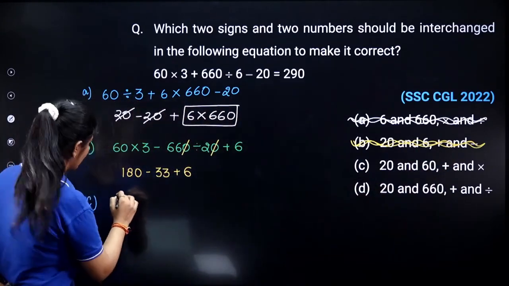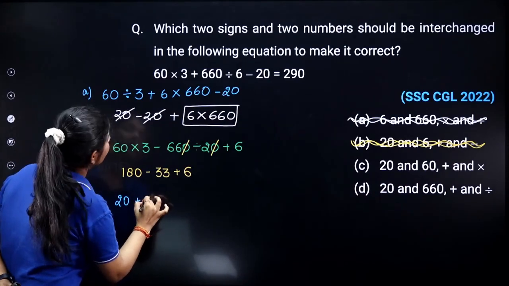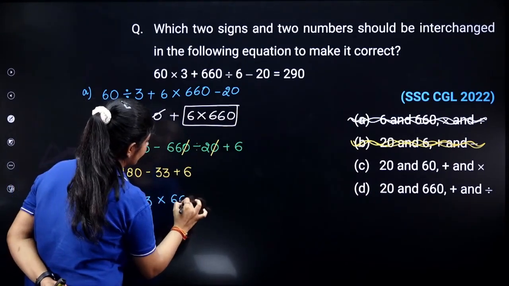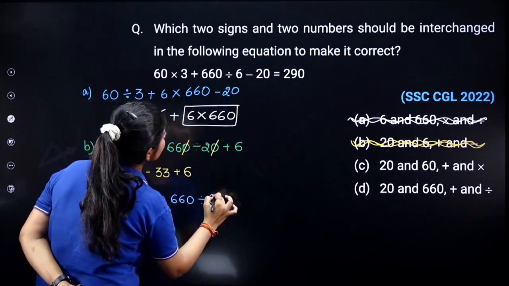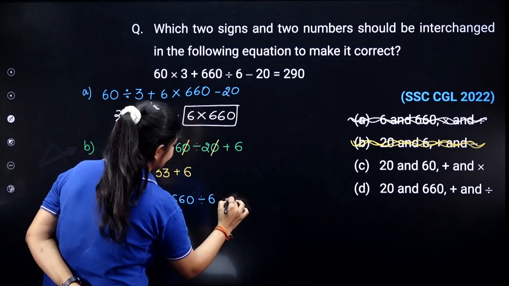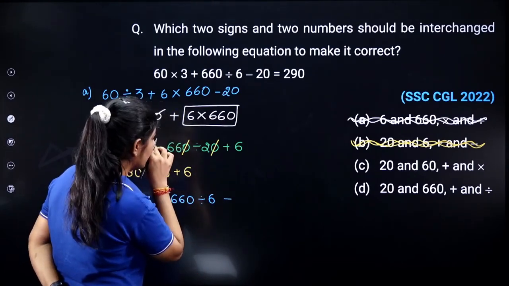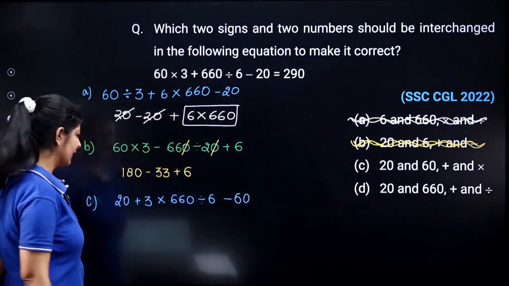Okay. So 20 plus 3 multiplied by 660 divided by 6 minus 60. This is what we are having, right?